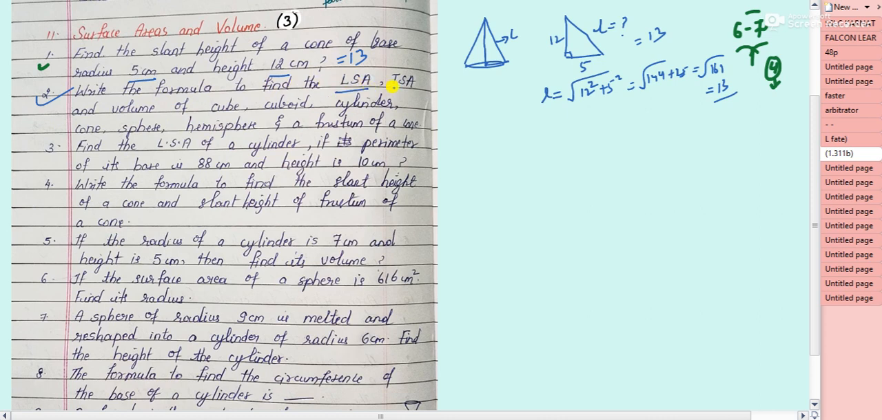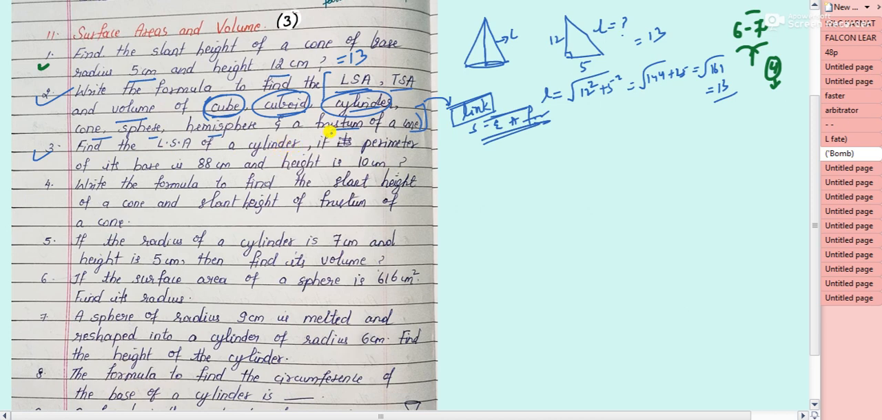Write the formula to find the LSA, TSA and volume of cube, cuboid, cylinder, cone. You are definitely going to get a question on these formulae, LSA, TSA and volume of these solid figures. To make your work easier, I have made different videos only to explain how to remember these formulae, so kindly do watch them. The link is there in the description box, in the name of surface areas and volume formulae. You can just click over there and watch it. It's very easy.